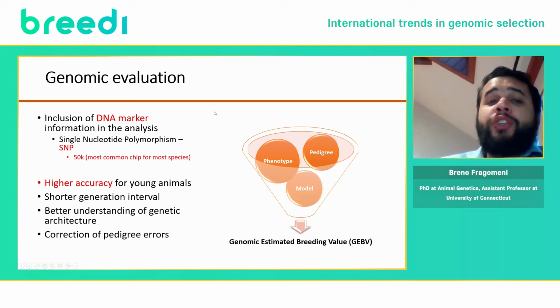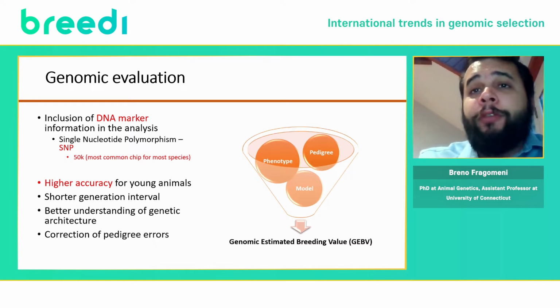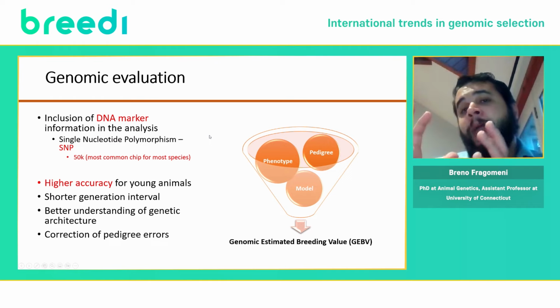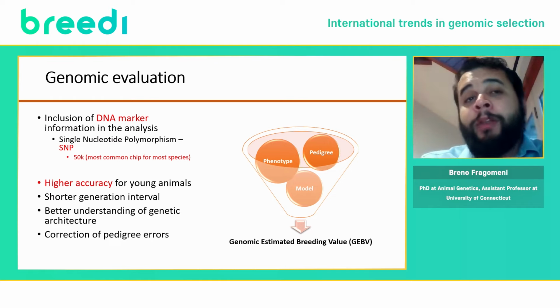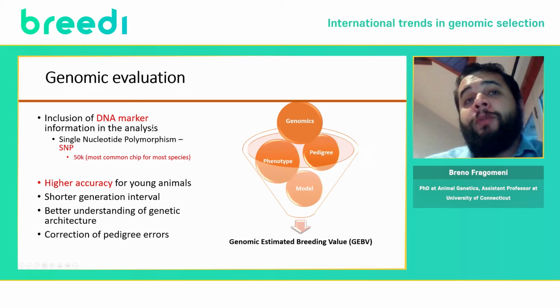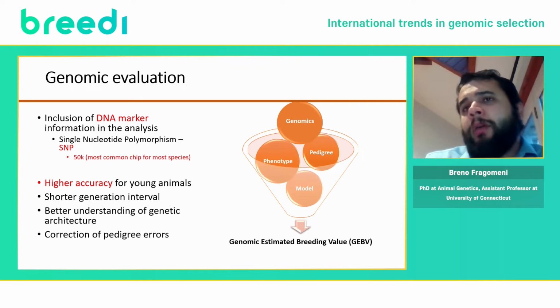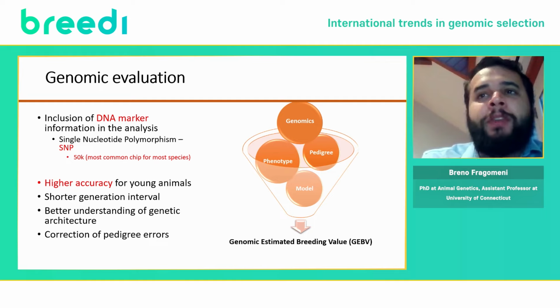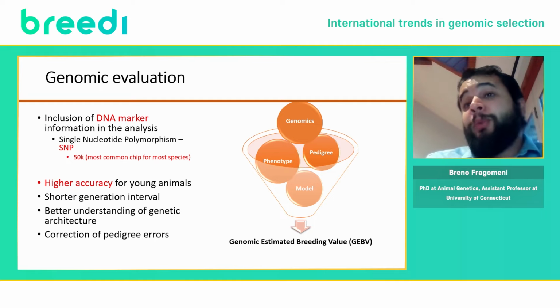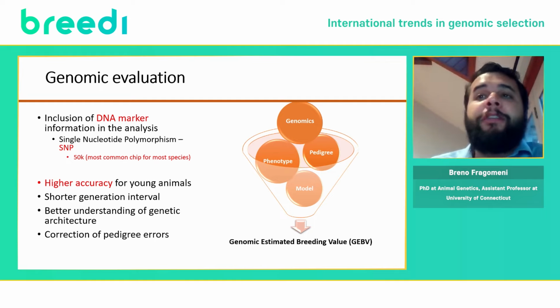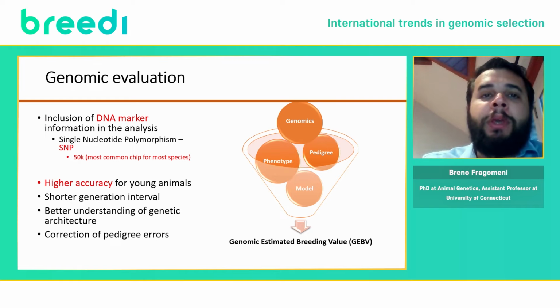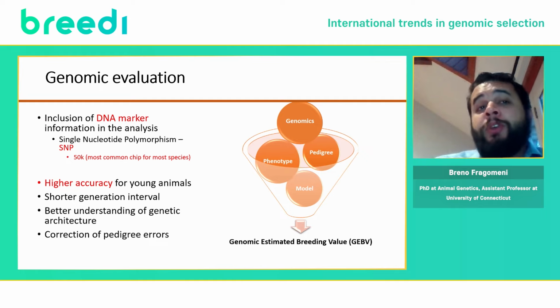Well, we can actually get into the same sort of model that will include the phenotypes, the pedigree, and our statistical model, and we can include genomic information. We can include DNA markers. Most of the times you're going to work with 50,000 SNPs. Sometimes we use a little bit higher density. There are actually examples that we use a much higher density, but 50,000 SNPs will be the most common type of chip that we use.